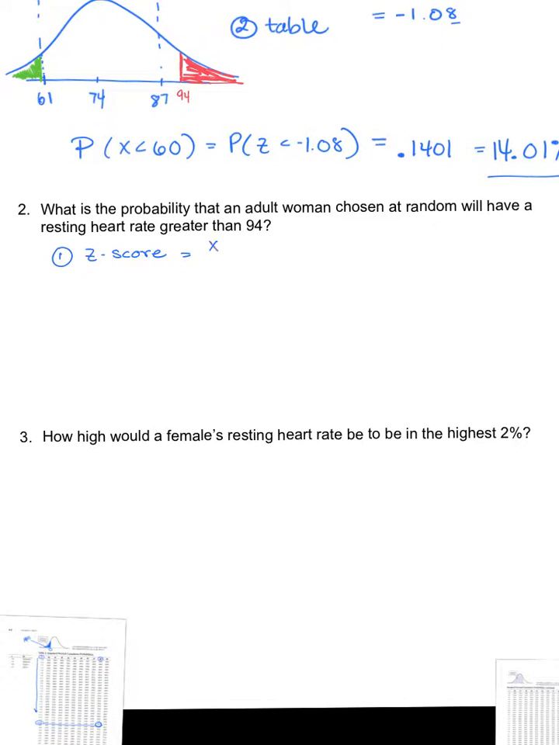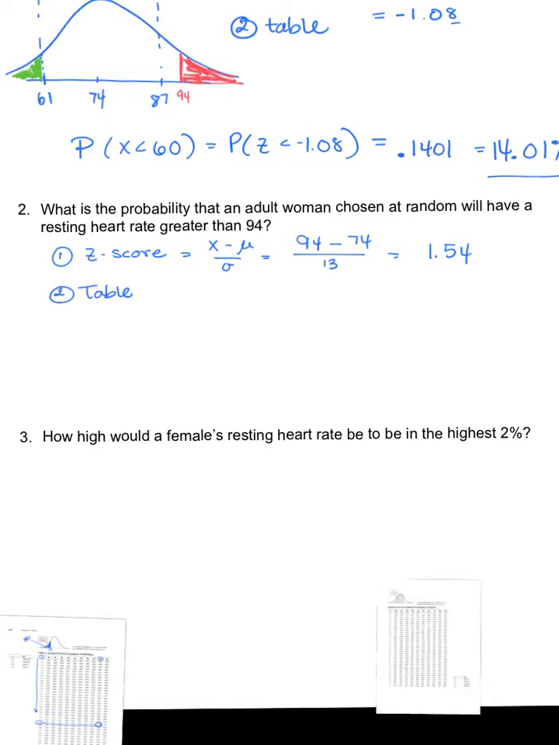And that's still going to be our observed minus our mean over our standard deviation. So what we're talking about is observing a 94 minus our mean, which was 74, over our standard deviation, that's 13. And the z-score is 1.54. Two, we're going to the table. So now we're going to be looking up the z-score of 1.54. That's on the second page of my table.